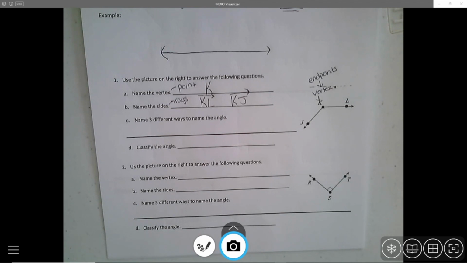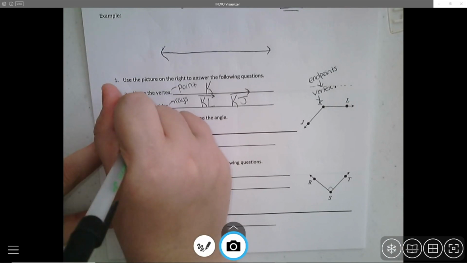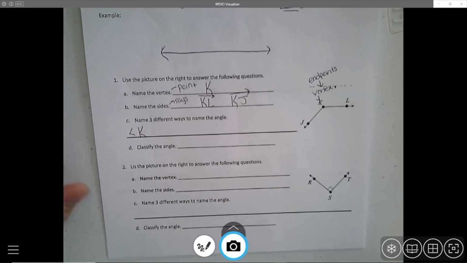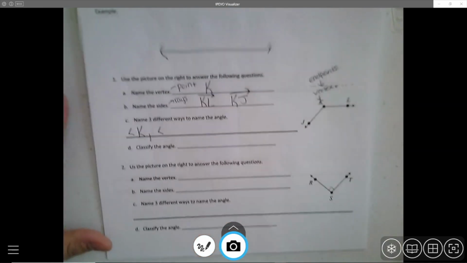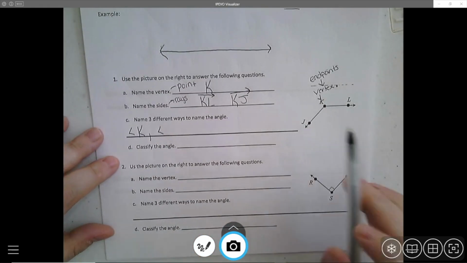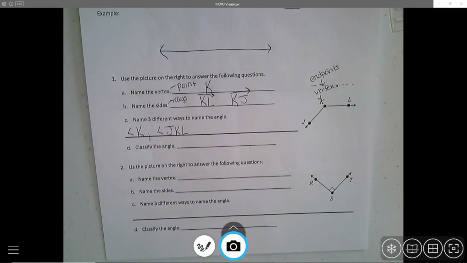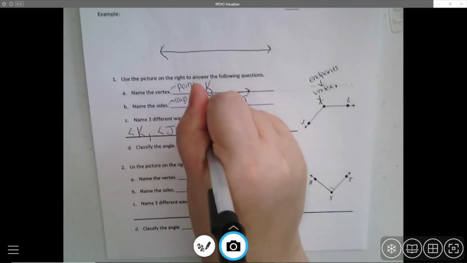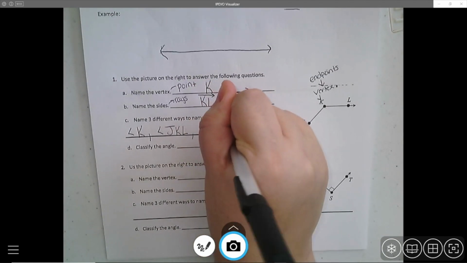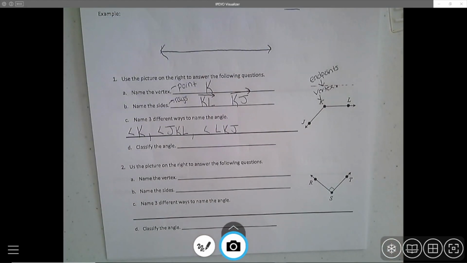Okay, then they go down to name 3 different ways to name the angle. One way to name it is with the vertex. Angle, my vertex was K. The other ways to name it are with 3 points. Starting with a point on one of the sides, let's say J, I go to my vertex, a point on the other side, so JKL. Notice, I started with one of the sides, went to the vertex, went to the other side. Then I can remember, always switch the first and the last letter, so I get LKJ. Your middle letter, your vertex, can never move.